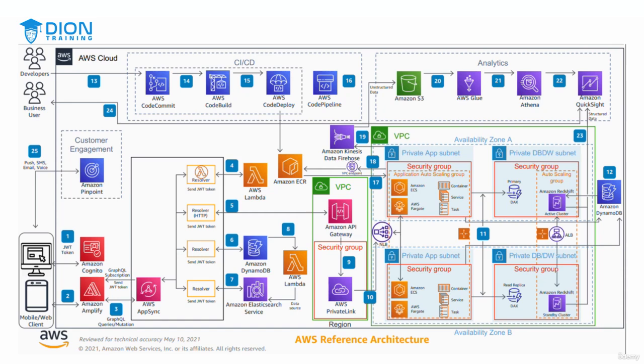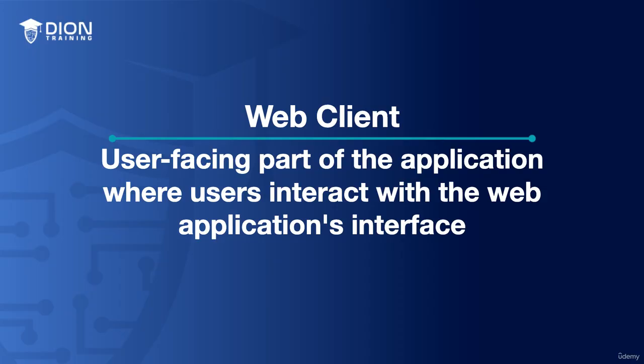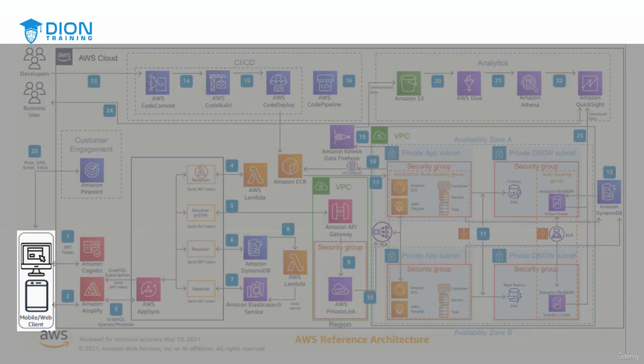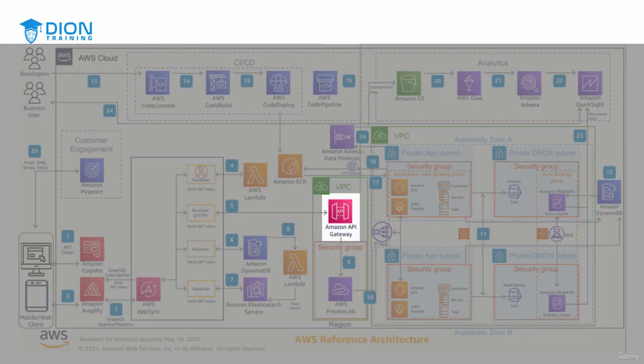We're going to briefly focus on four main components, each representing a different function of the web application: the web client, the API gateway, the Lambda functions, and the DynamoDB database. The web client is the user-facing part of the application where users interact with the web application's interface. This is where you get the pretty colors, cool fonts, input boxes, drop-down menus, etc. The API gateway is responsible for managing and securing the APIs that the web client uses to interact with the application's backend services. And the backend services are just a part that the users cannot see and are responsible for processing and storage functions.